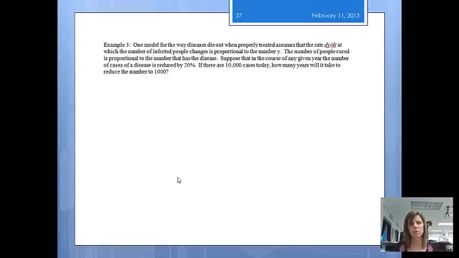So this would be one where you're trying to treat the disease and you want to figure out how long is it going to be till that disease is not a threat anymore. So since we know that it's changing at a rate which is proportional to the number, we know that it is exponential decay, so we can go ahead and write our formula, y equals ce to the kt. Just like we did before, we'll find c, we'll find k, and then we'll actually solve the problem or answer the question that was posed in the problem.